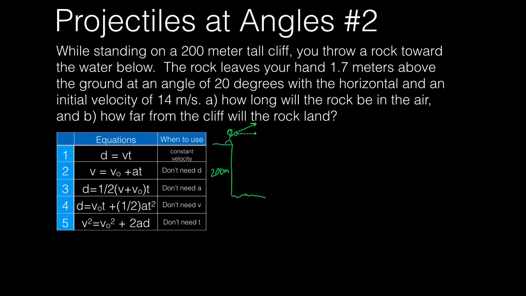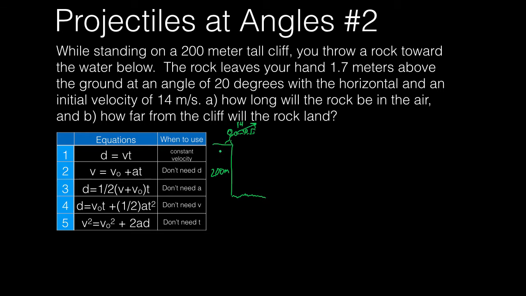What that means is if you drew a horizontal vector right here, it would be pointing straight along the x-axis. Then you make your vertical side of the triangle here, and you have a right triangle. And so this is the angle of 20 degrees. Your initial velocity was 14, so I'm going to put 14 meters per second there.